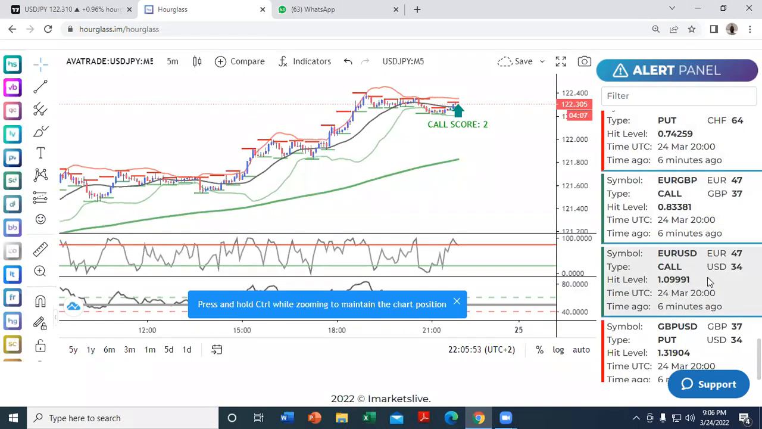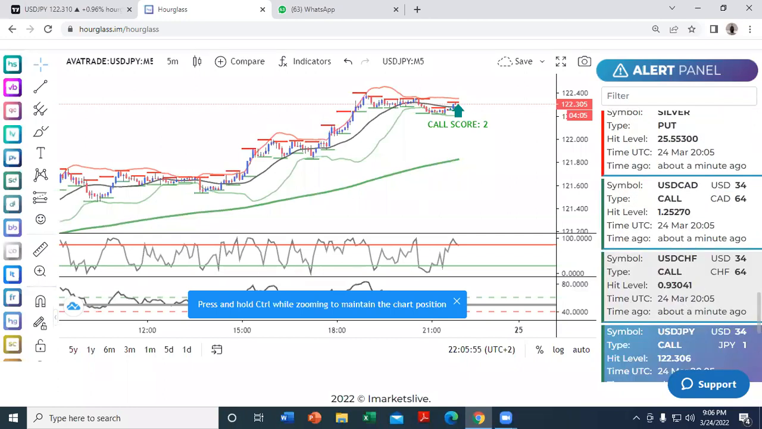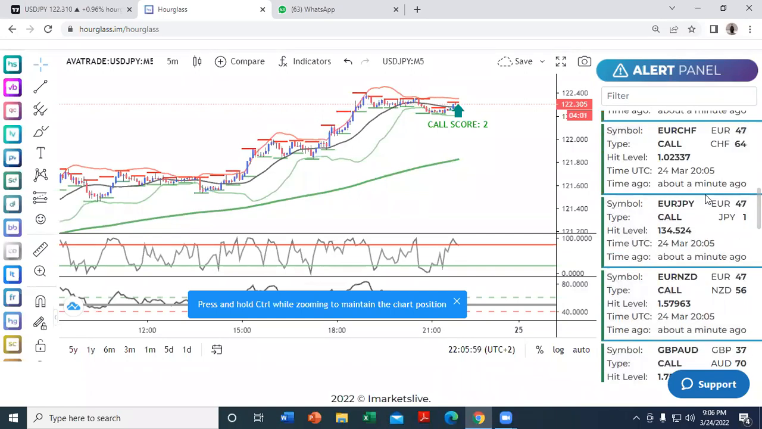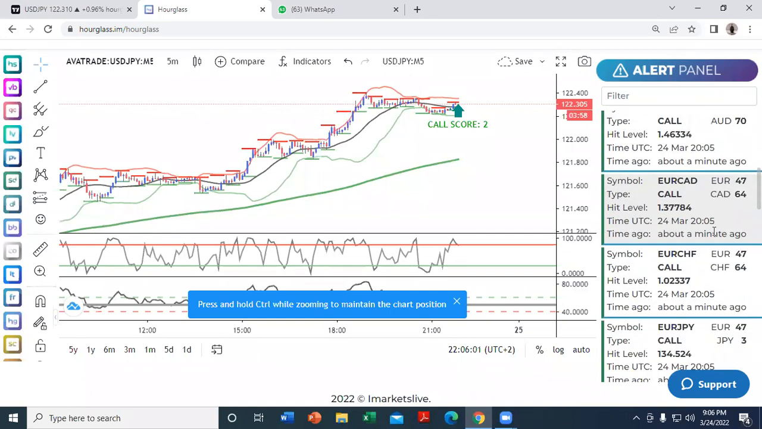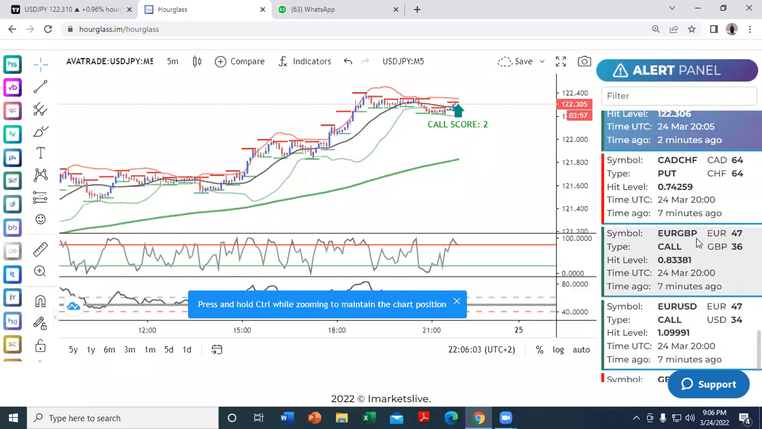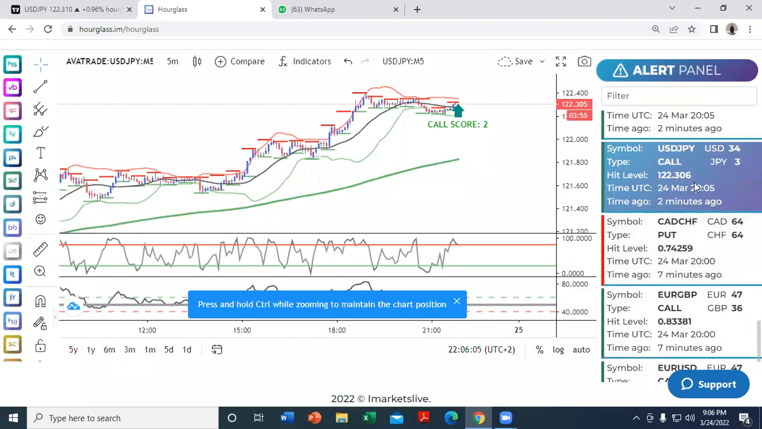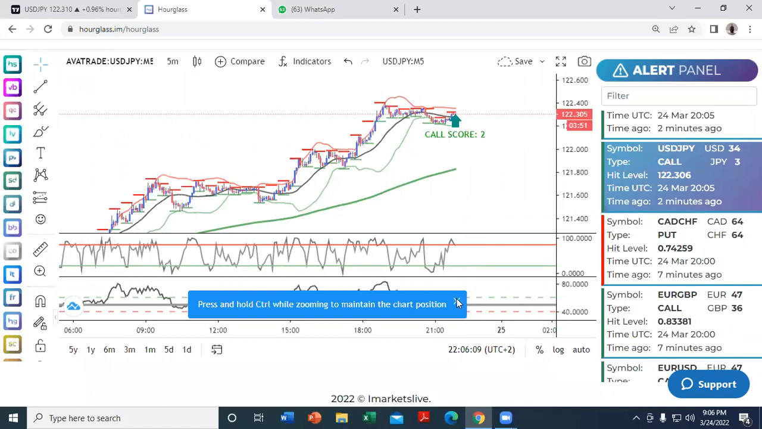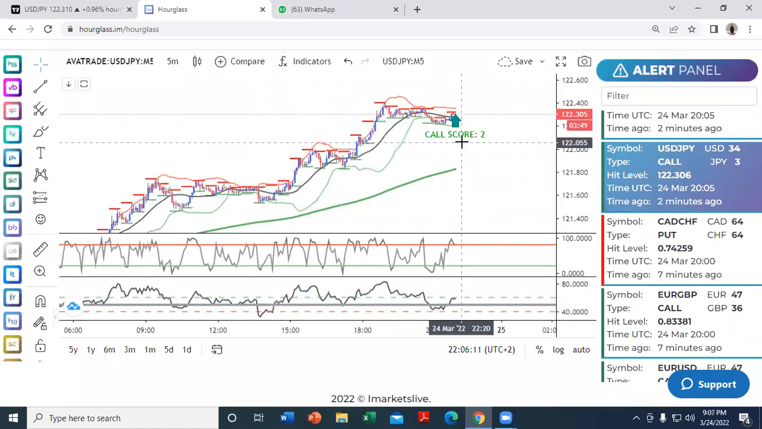47 and 37, I probably will not trade it. Just my opinion. 64 and 34, I will trade that. 70 and 37, I will trade that. 47 and 3, I will trade that, right? Now, this is USD JPY. I already know we are looking for a buy. That's my first confirmation that we're looking for a buy.